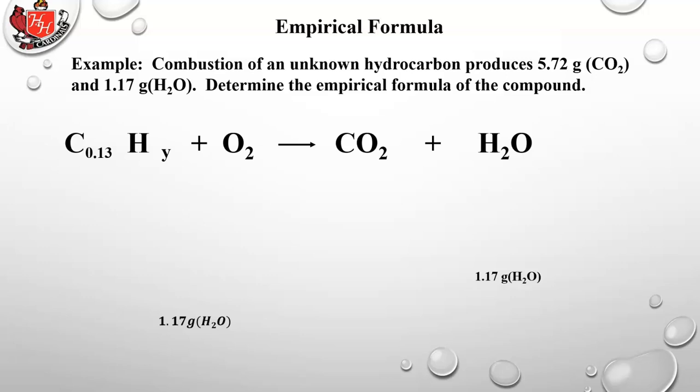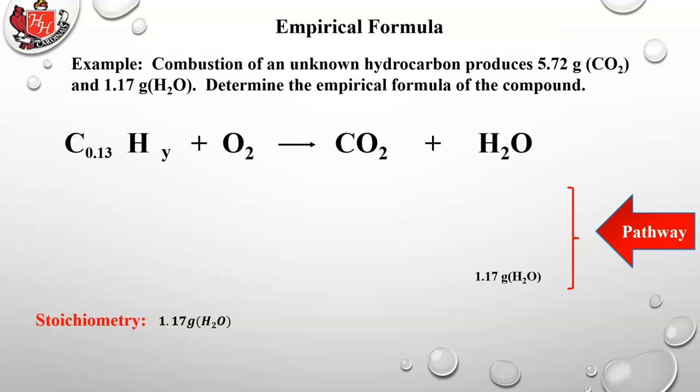Okay, so we said we started with 1.17 grams of H2O. And there's the stoichiometry below and the pathway up above. So we're going to use the conversion factor 1 mole of H2O over 18.02 grams of H2O. And that's going to take us up here to 0.65 moles of H2O.